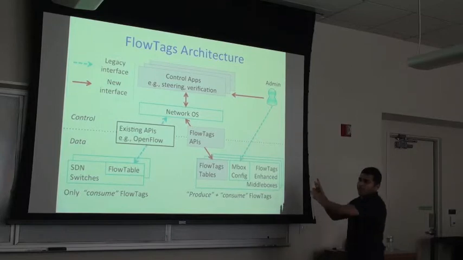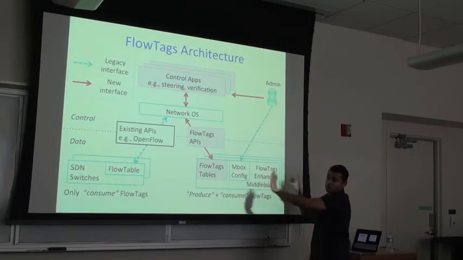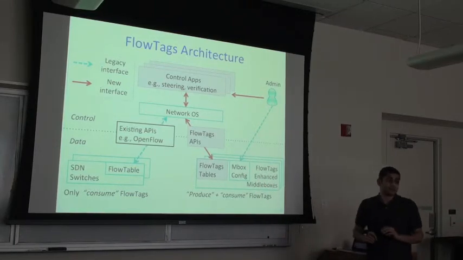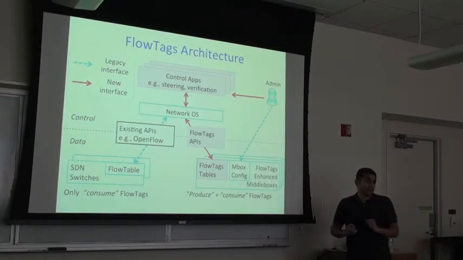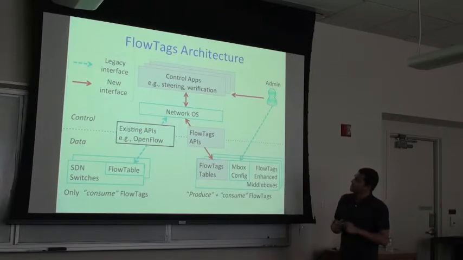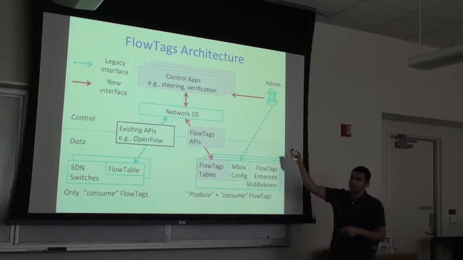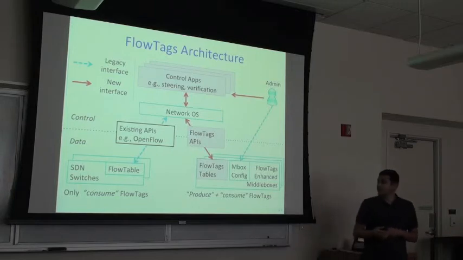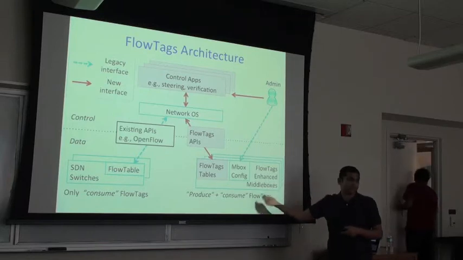And the reason we decouple the middle boxes and the switches is that these are two very different classes of vendors. We don't want to couple their innovation paths. We want the middle box innovation to be independent of the switch innovation. So switches continue to use the existing flow table and OpenFlow mechanism, as long as they can match on the tag bits that they're using. So we have these new FlowTags APIs between the controller and the middle box, new policy mechanisms, new steering logic, and new verification mechanisms that use the tagging logic. And of course, we do need modifications to middle boxes that need to produce and consume these tags.